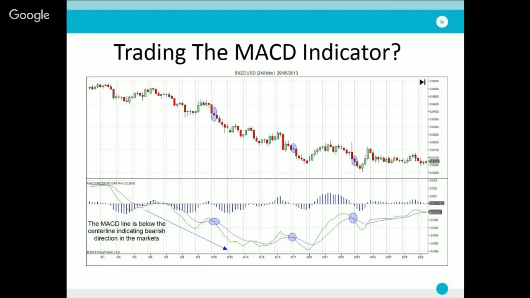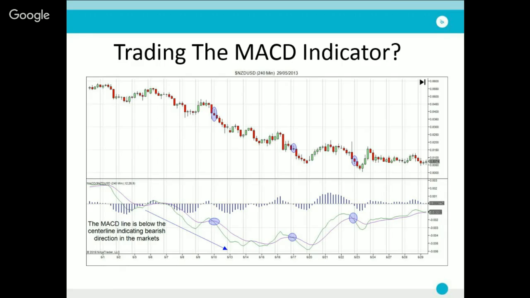Okay, great. So we've looked at the stochastics indicator and we've looked at the MACD indicator, and we've looked at them separately. Now, finally, for the last part of the webinar, we'll take a look at how you can combine these two great indicators together. So again, if you have any questions at all, please just write them in the chat function and I'll stop to answer them.